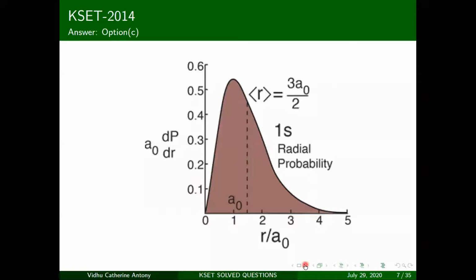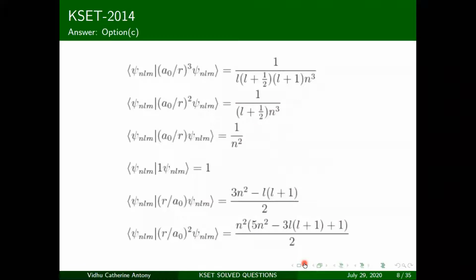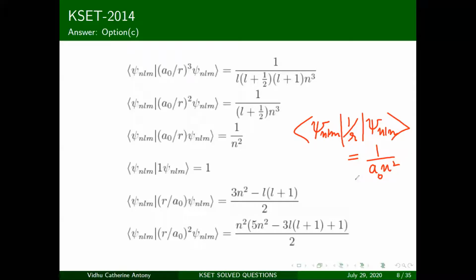But what I'd suggest you do is learn these expectation values by heart, and I'm sure you would have done this one, this one and this one. They put the A naught here, but you would have done something like psi NLM, 1 divided by r, psi NLM. You would have written it this way. In SB ma'am's notes, I think she did it this way. So you would have 1 divided by A naught n squared. This is how they would have written it.